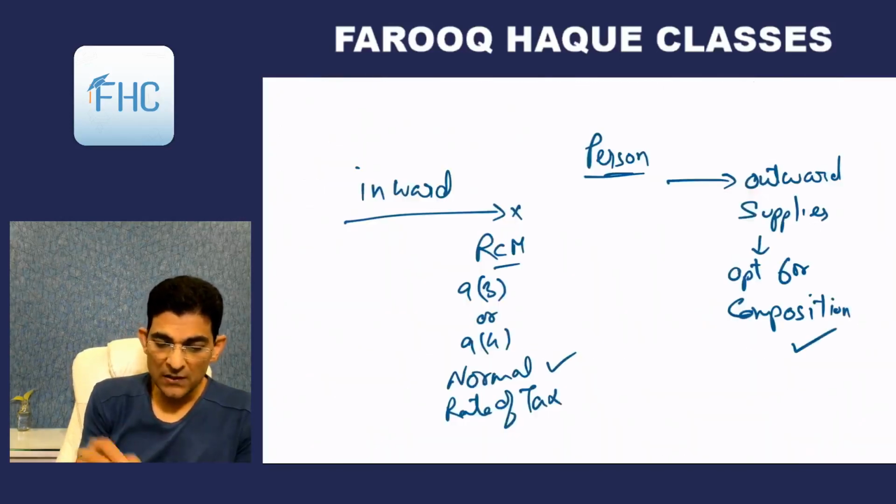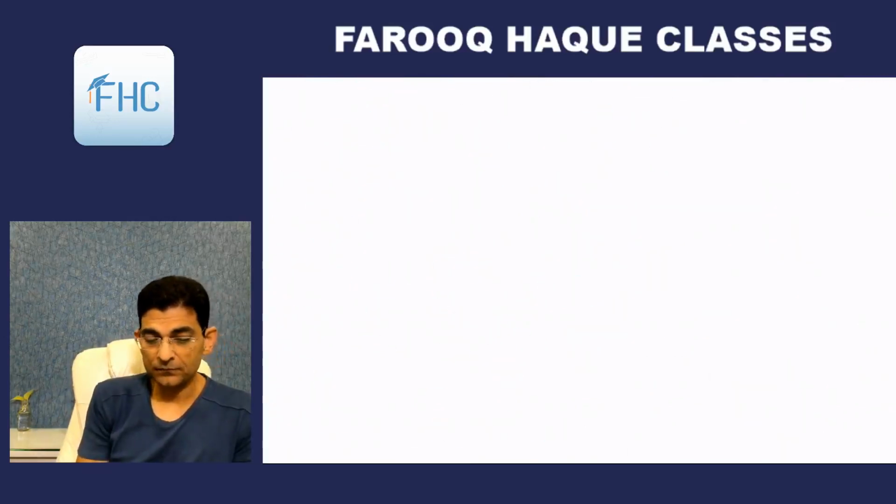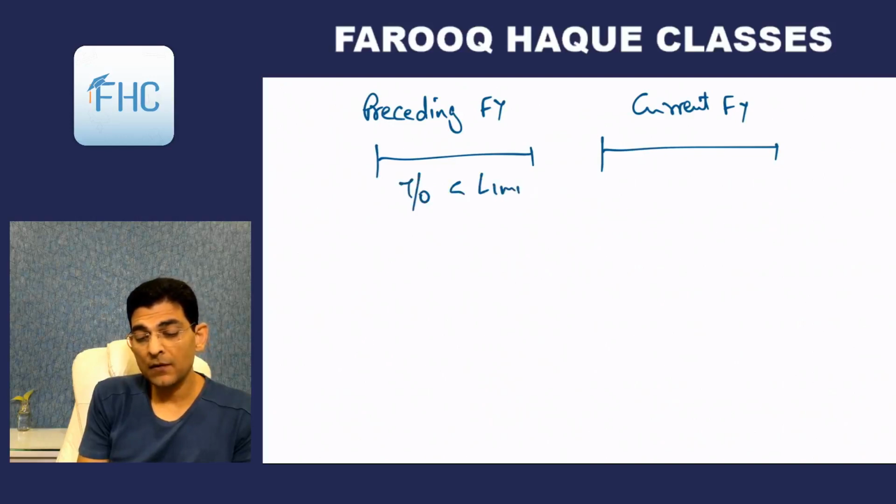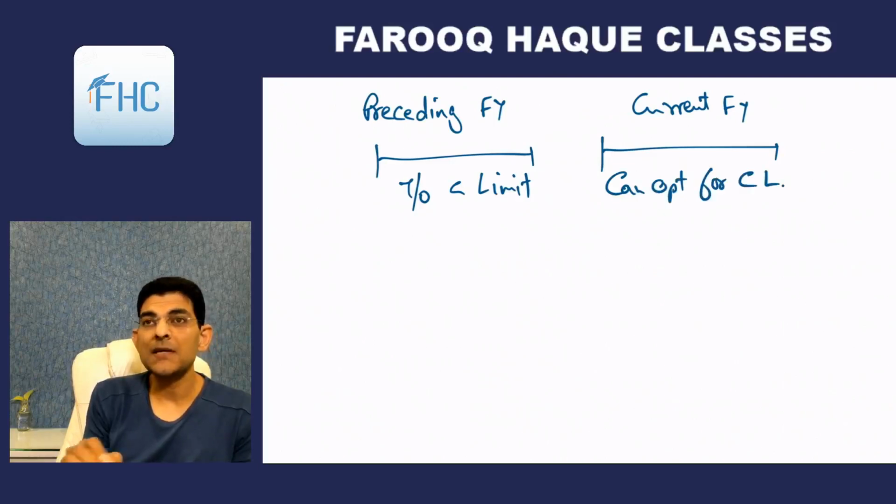And that too, we'll see in the preceding financial year. Means if this is the current financial year and this was your preceding financial year, so if the turnover in the preceding financial year was below the limit, we'll see what is the limit for different states. So it was below the limit, then in the current financial year you can opt for composition levy, CL. You can opt for composition levy.